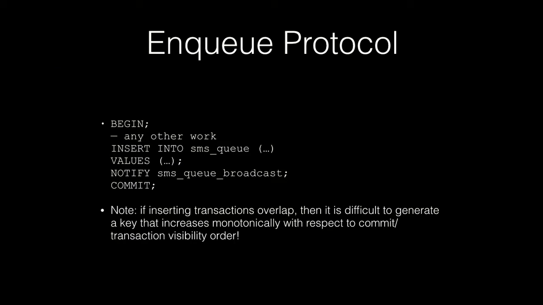One thing to note about enqueuing things is that if you're very sensitive to time ordering and you've got sessions inserting concurrently, it is actually quite difficult to generate a key that increases monotonically with respect to the order of visibility of transactions, because commit order is not necessarily the same as the order that you generate keys in. I believe there are some other databases that have ways of doing that. I think Oracle has a way to record a commit sequence number. We don't have anything like that in Postgres, and that's actually quite a difficult problem.